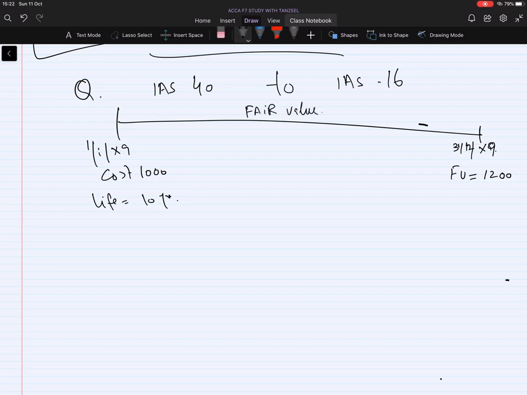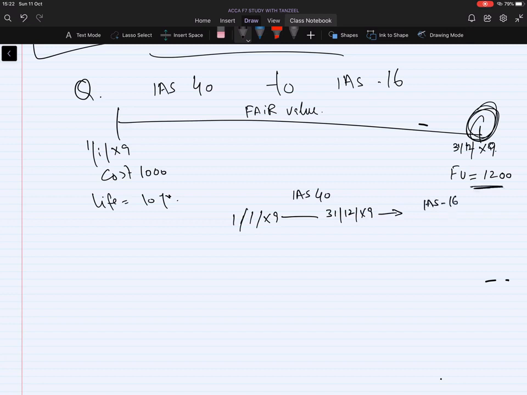So what we are going to do is this: from 1st January X9 till 31st December X9 it is IAS 40, and after this point IAS 16. So we will book this fair value as per the previous standard. The previous standard was investment property. Previously it was 1000, now increased by 200, revalued by 200, and all the changes go to profit and loss, credit profit and loss.